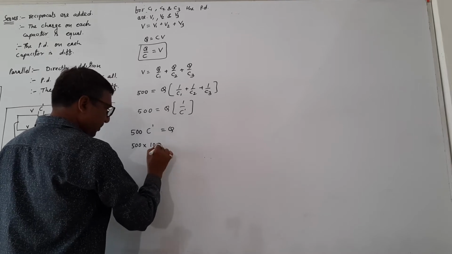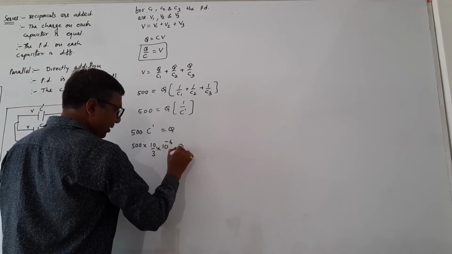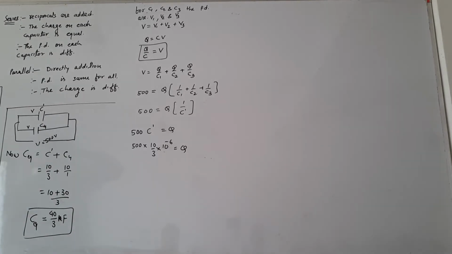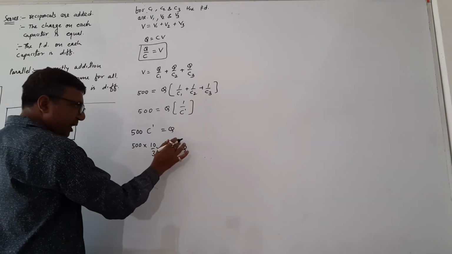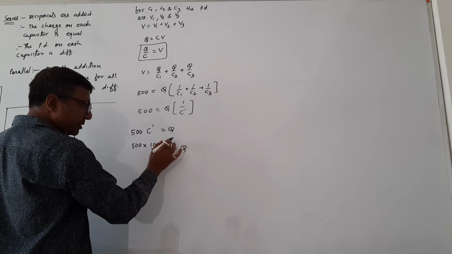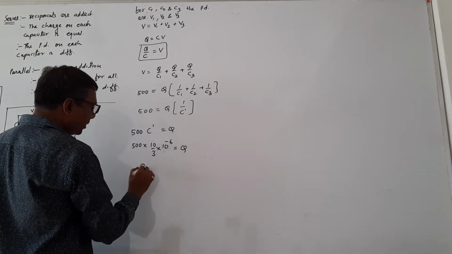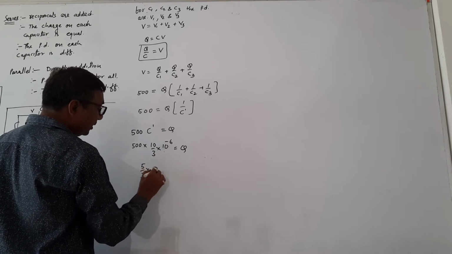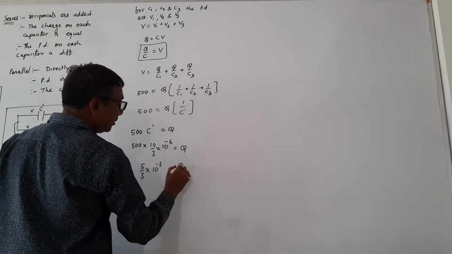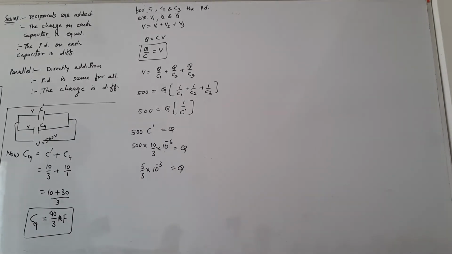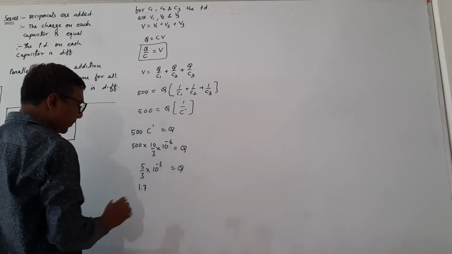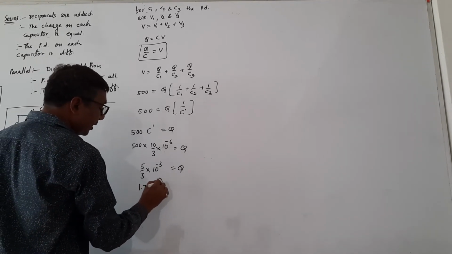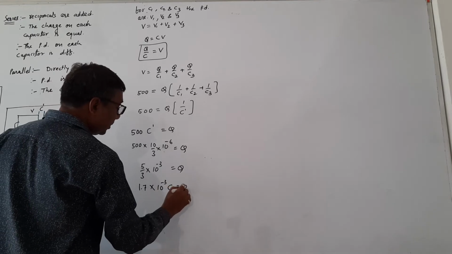That means if it is microfarad, that means 10 raised to minus 6. So 1, 2 and 3, 3 zeros are out. That means minus 6 plus 3. So 5 upon 3 into 10 raised to minus 3 coulomb. But 5 upon 3 means 1.7 approximately, into 10 raised to minus 3 coulomb Q.